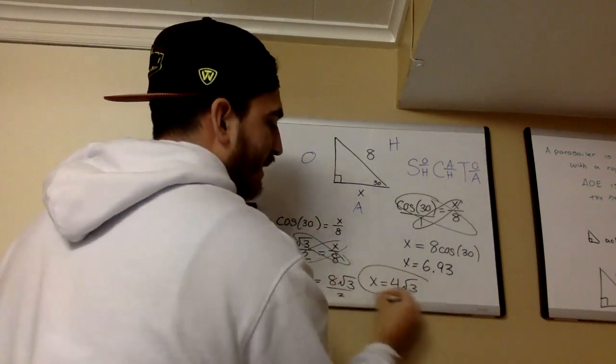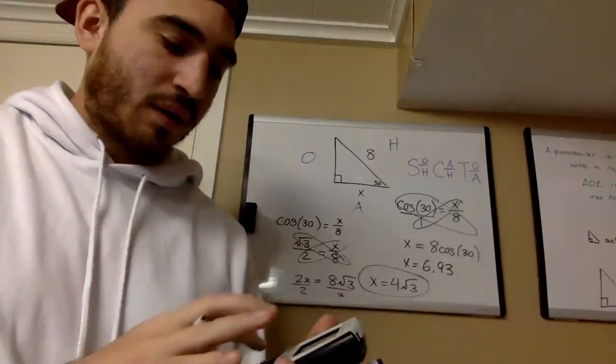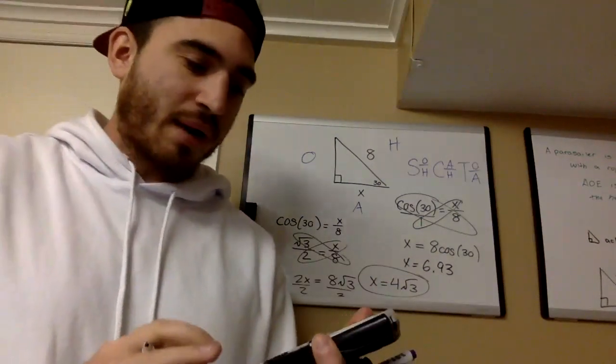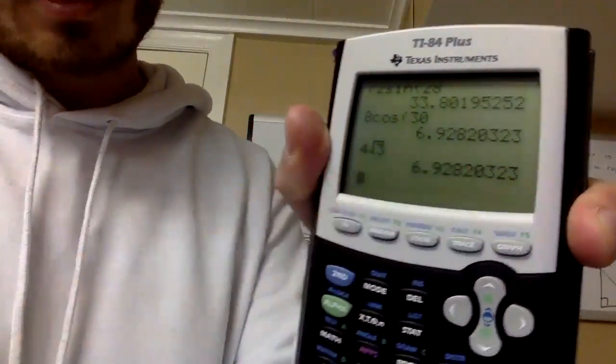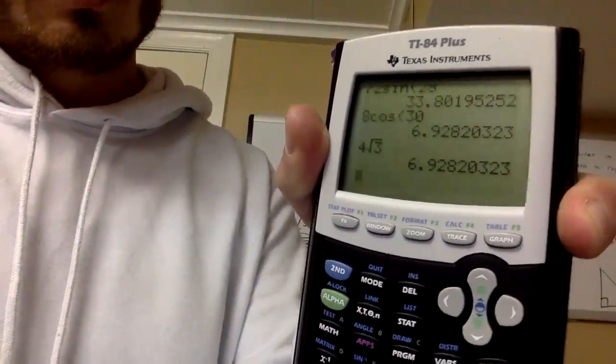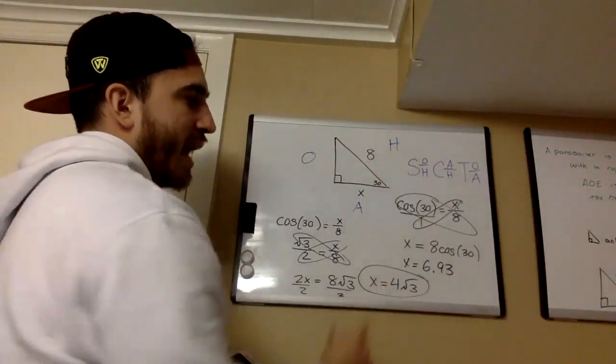So this is an exact value answer. And just to show you guys that it matches, if I put that into my calculator, 4 radical 3, both of these match up exactly. So this is the decimal way using your calculator. This is an exact value.